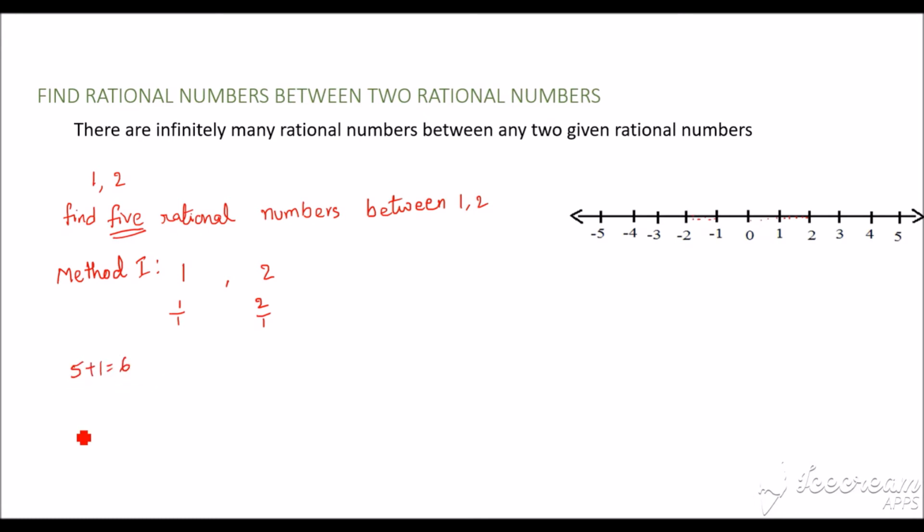So add 1 to that, 6. With this 6, multiply both rational numbers in numerator and denominator. So 1 into 6 by 1 into 6, 6 by 6 this is, and 2 into 6 by 1 into 6, 12 by 6. Now in between 6 by 6 and 12 by 6, 7 by 6 will be there, 8 by 6, 9 by 6, 10 by 6, 11 by 6. Exactly 5 rational numbers we got.